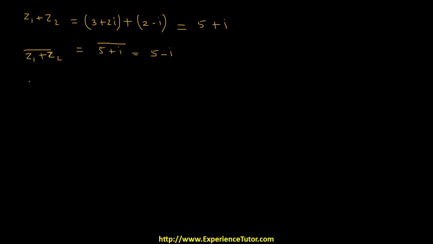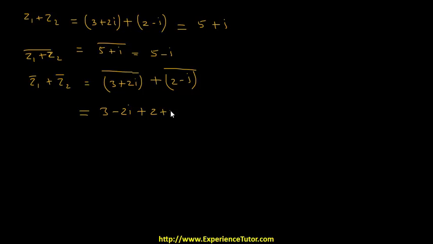Now the right hand side we can write as z1 conjugate plus z2 conjugate. Now we can write the value of z1, 3 plus 2i conjugate, plus 2 minus i conjugate, which will be equal to 3 minus 2i plus 2 plus i, which is equal to 5 minus i. Therefore, we can write that z1 plus z2's conjugate is equal to z1 conjugate plus z2's conjugate.